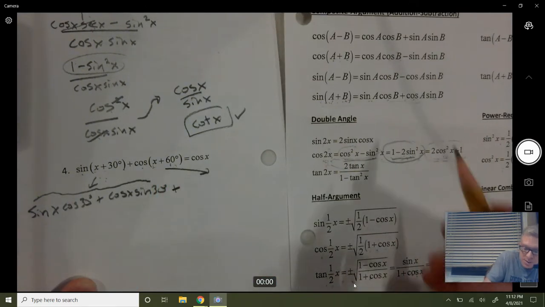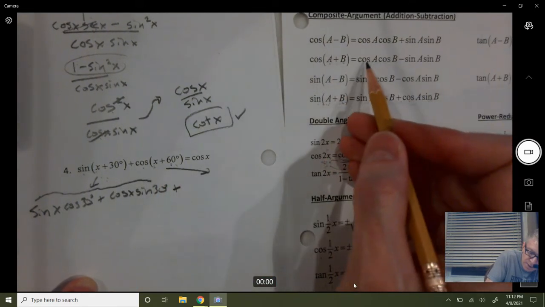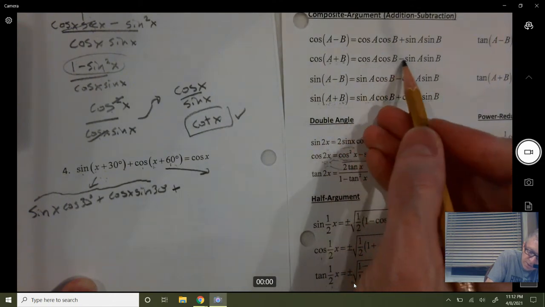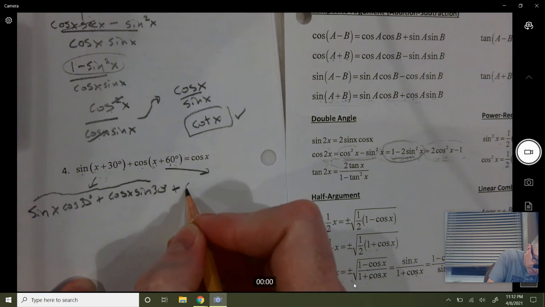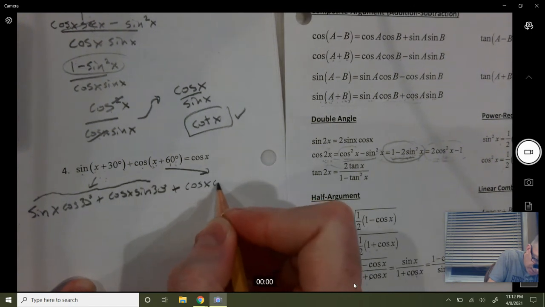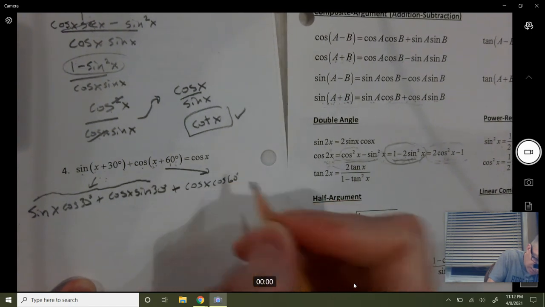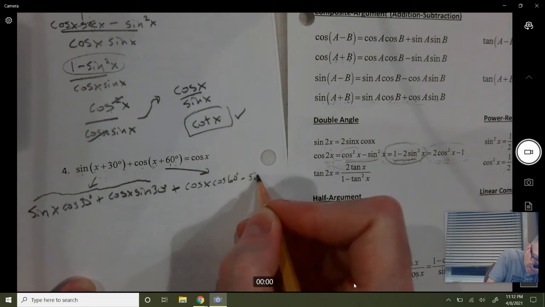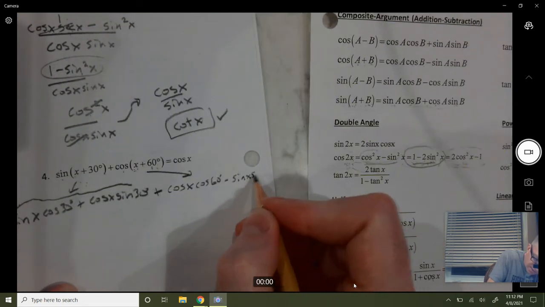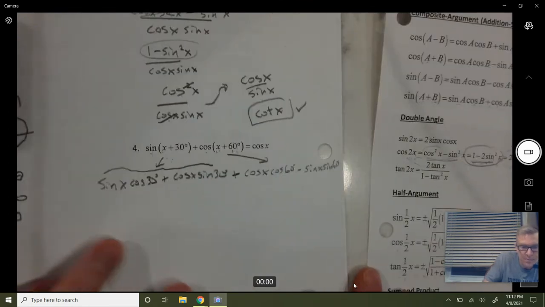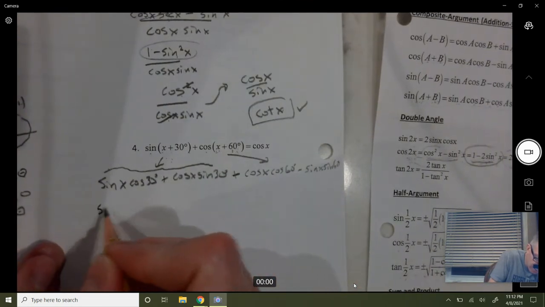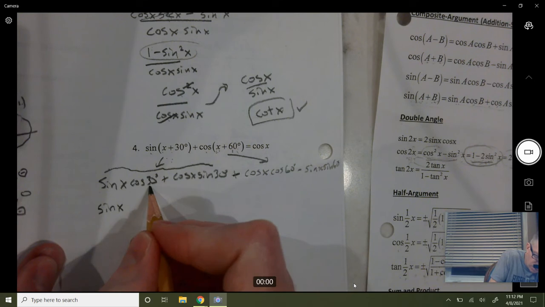So we're going to use the second formula, cosine of a plus b: cosine a cosine b minus sine a sine b. So that's going to be cosine x cosine 60 minus sine x sine 60. Okay, simplifying, we've got sine x cosine of 30.